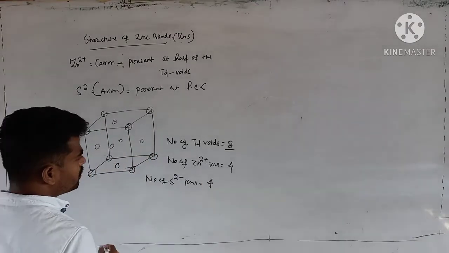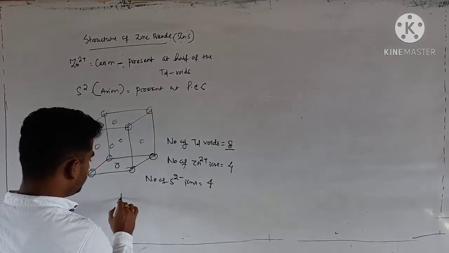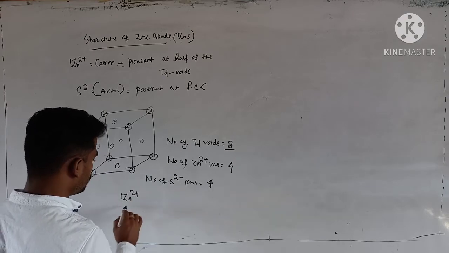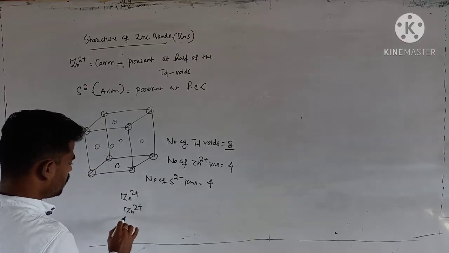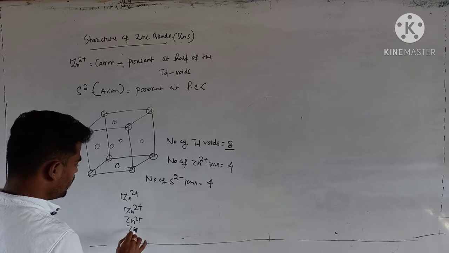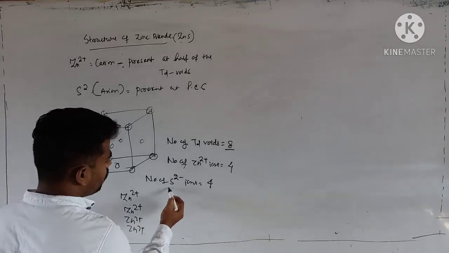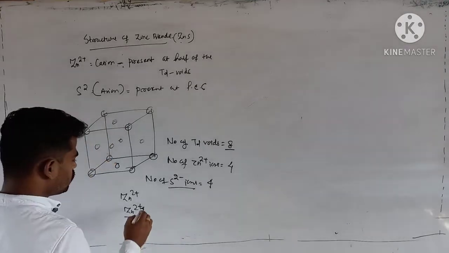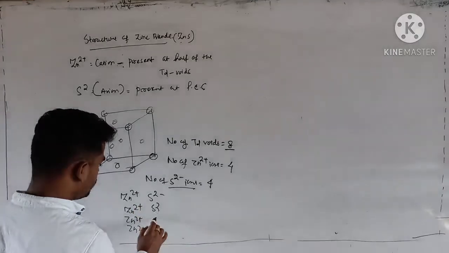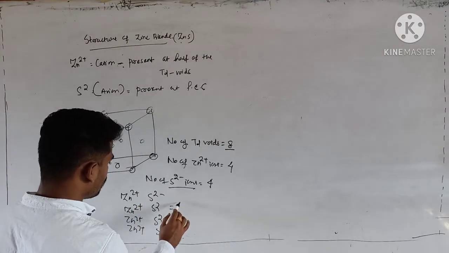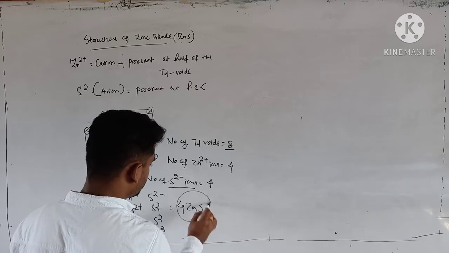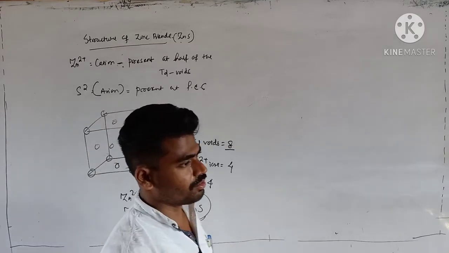So how many formula units are there? The Zn2+ is 4, and the number of sulfide ions is also 4. So how many zinc sulfide formula units are there? 4 zinc sulfide units are there.